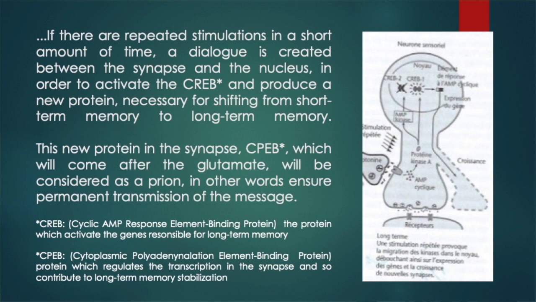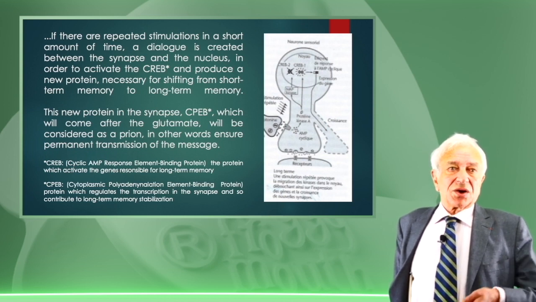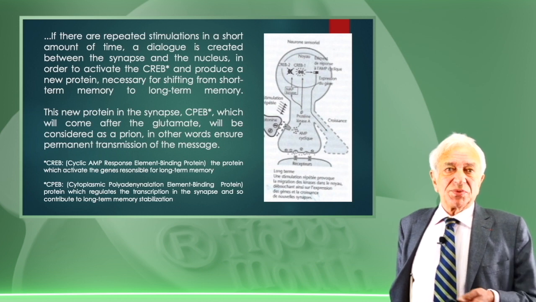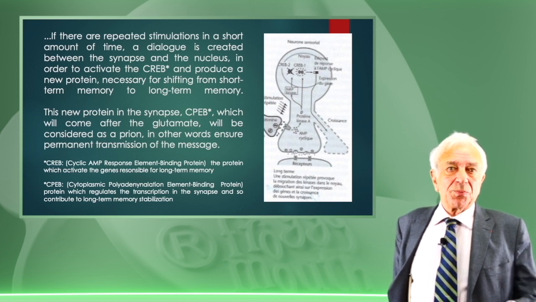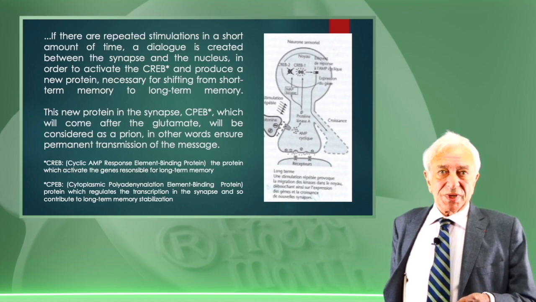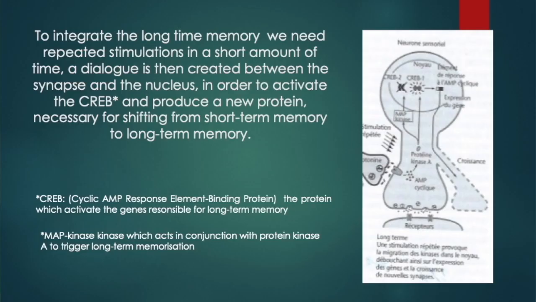If there are repeated stimulations in a short amount of time, a dialogue will be created between the synapses and the nucleus in order to activate the CREB and produce a new protein necessary for shifting from the short-term memory to the long-term memory. And this new protein is CPEB, which will come after the glutamate, and it will be considered as a prion. In other words, it will ensure the permanent transmission of the message. And to integrate the long-term memory, we need this repeated stimulation.